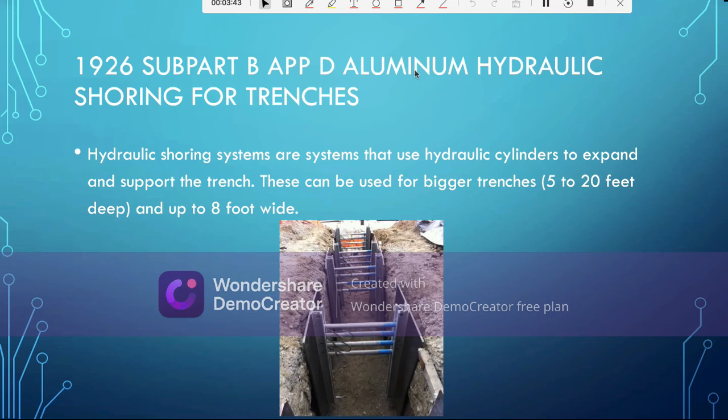1926 Subpart P, App D, Aluminum hydraulic shoring for trenches. Hydraulic shoring systems are systems that use hydraulic cylinders to expand and support the trench. These can be used for bigger trenches 5 to 20 feet deep and up to 8 foot wide. And as you can see here, these hydraulic cylinders are able to extend, and that is what gives them the extra reach to hold trenches back for up to 8 foot wide.